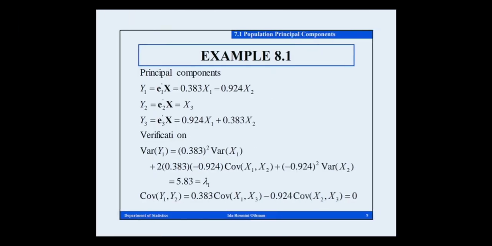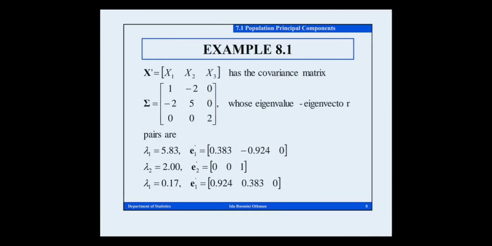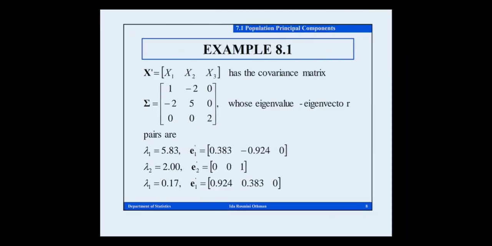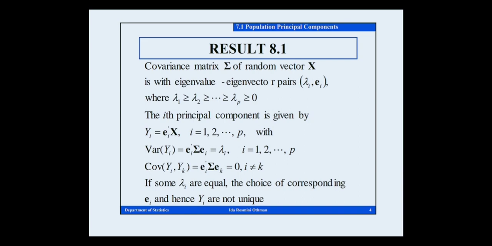So multiply dengan x, x1, x2, x3. So last kali you akan dapat x3 saja sebab yang lain-lain ni 0 kat depan tu kan. So sama juga dengan y3. You need to multiply the eigenvector transpose, multiply the vector of x. Then you will get the principal components. So we have these 3 principal components. Kita nak tengok macam mana nak dapatkan principal component using this theorem.